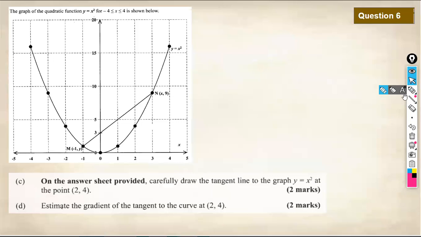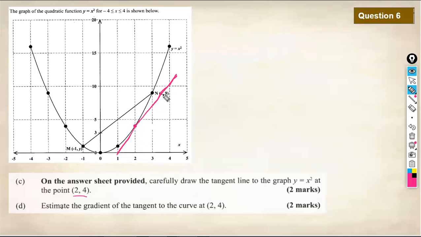To find a gradient, what you'll have to do on the sheet is draw a tangent at which point? 2, 4. So the tangent at 2, 4 is over here. In the exam, you'll need to take a ruler and draw a line that just grazes that point. That is what a tangent is. And what they want you to do is find the gradient of that pink line. Remember what a tangent is: a line that just grazes the curve.